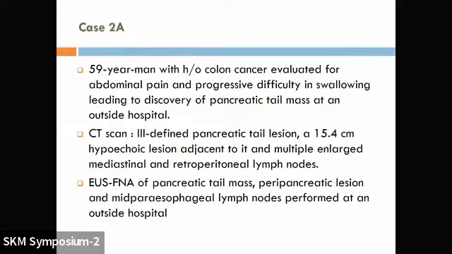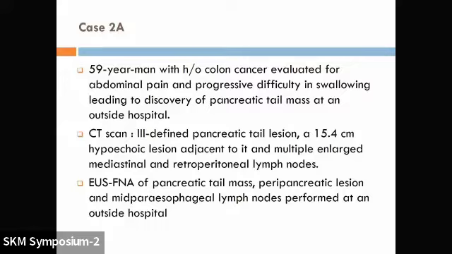Next, I'm going to present a pair of cases that highlights the morphological spectrum of various tumors that are included in this broad group. Our first case is actually a 59-year-old man with history of colon cancer and who was evaluated for abdominal pain and progressive difficulty in swallowing that led to the discovery of a pancreatic tail mass. This all happened at an outside hospital.